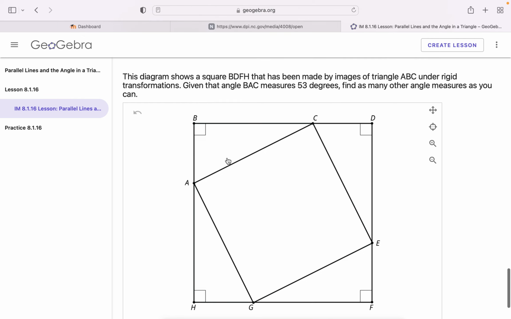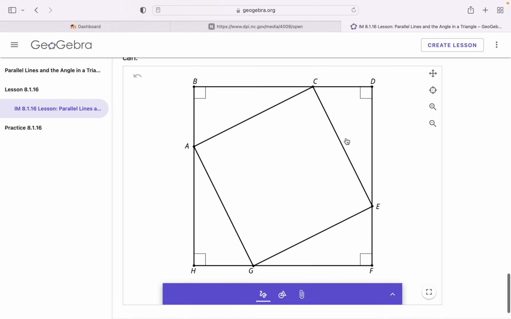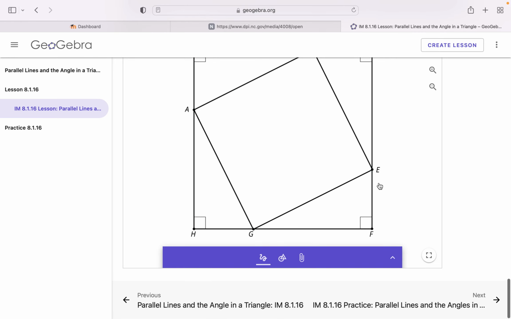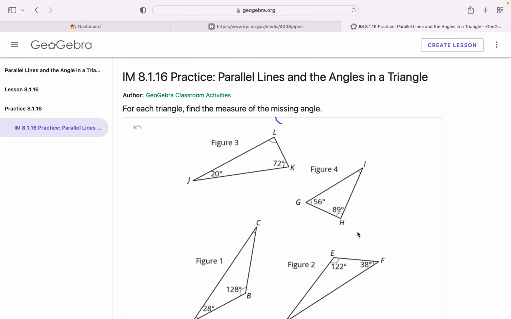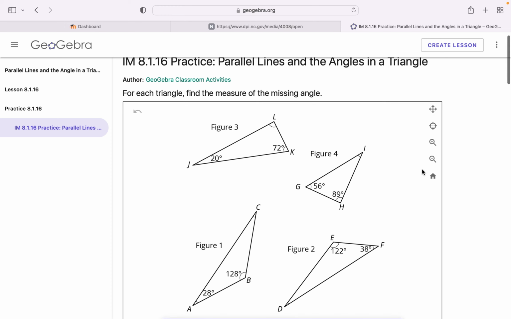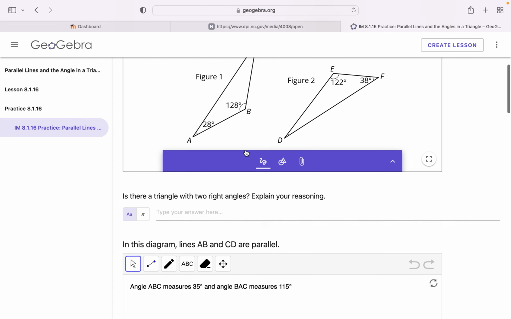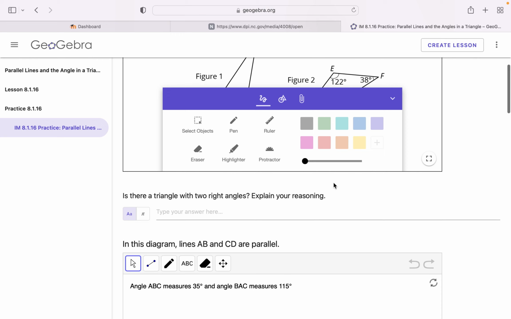And students are going to be given an angle right here, BAC, which is 53 degrees, and they're going to be asked to find as many other angles as they can. So they're going to use their problem-solving skills to develop this. So next we can go ahead and click on the practice. I'm not going to really go through the practice because students are able to do this on their own after developing those skills. But as we can see right here, students are able to solve for the missing angle using the other two as we determine that a triangle equals 180 degrees. And they're able to use drawing, all the basics that we went over earlier.